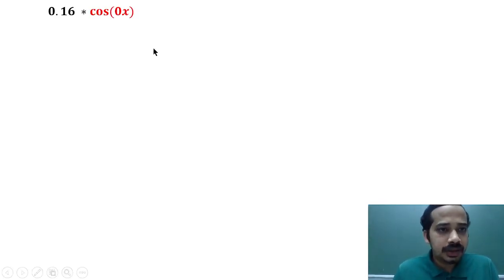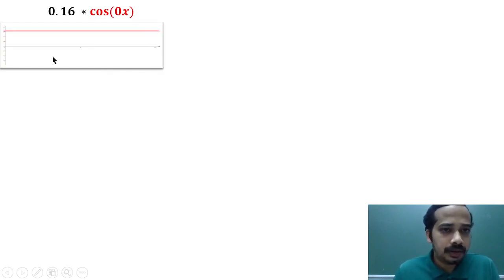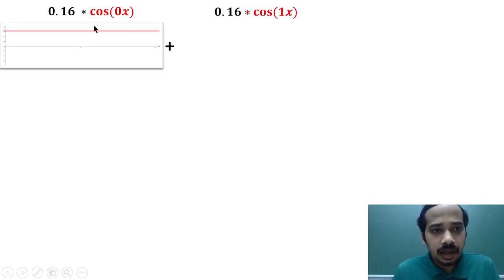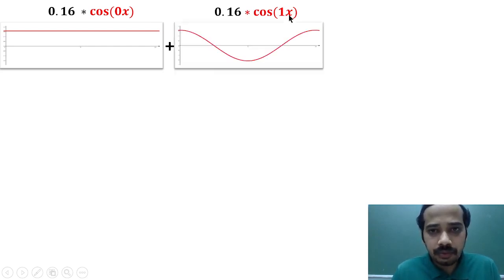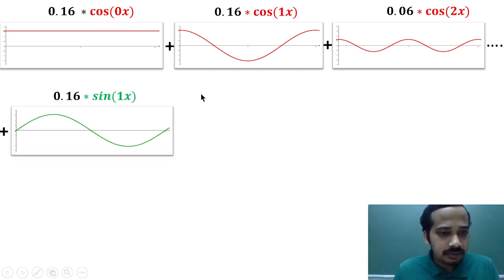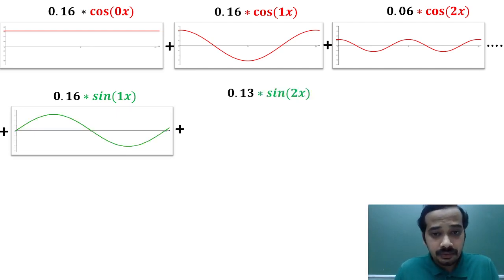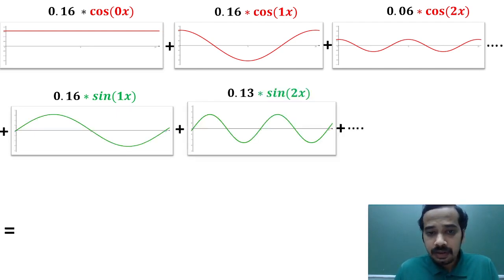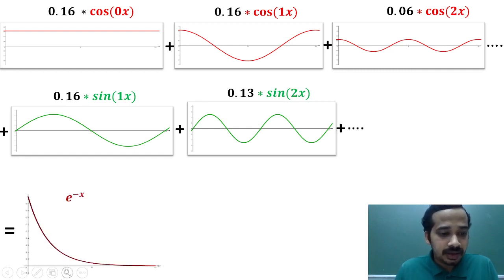And I want to show this one, I want to picturize this one. That's why I have 0.16 into cos 0x, and I have plotted this curve here. Similarly, I have added 0.16 into cos 1x, that is this curve. Similarly, 0.06 into cos 2x, that is this curve, and so on. It contains infinitely many terms. Plus 0.16 into sin 1x plus 0.13 into sin 2x plus and so on. As a result, you will get the e power minus x curve in the range 0 to 2 pi.